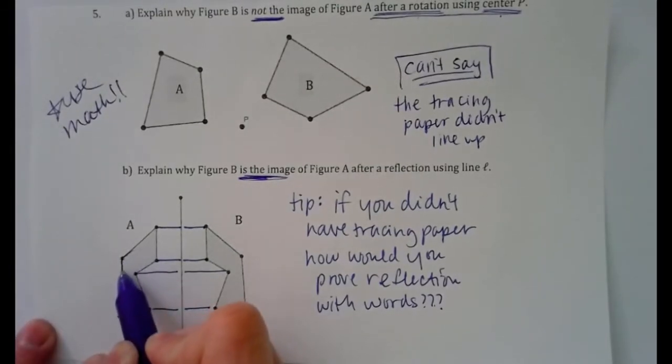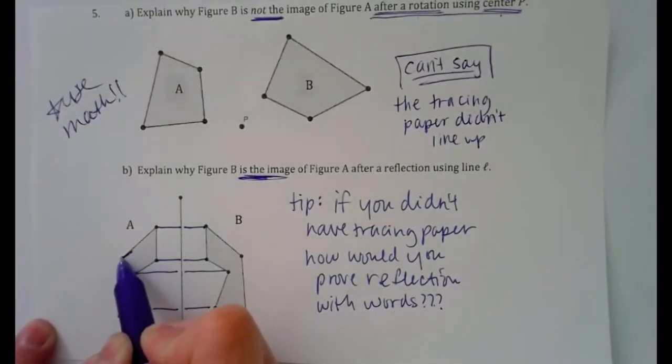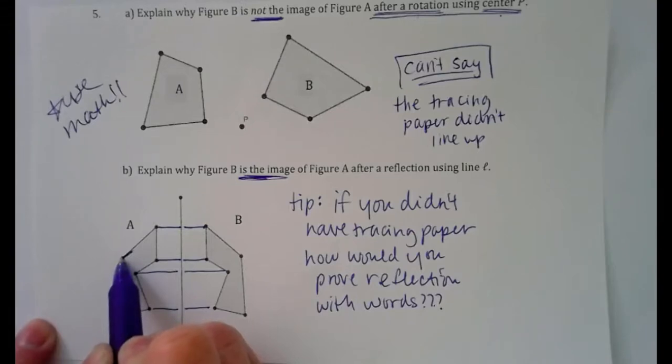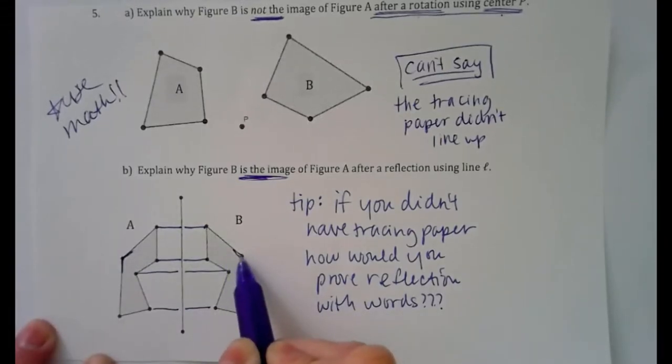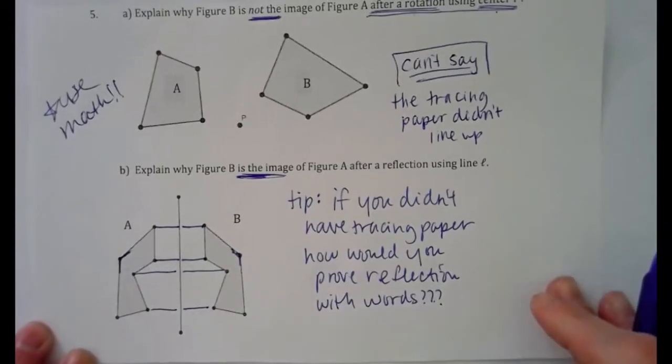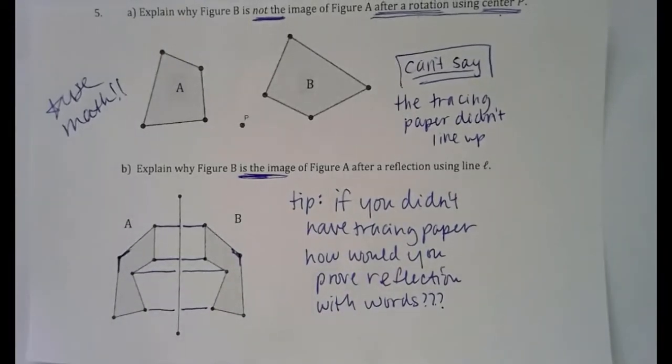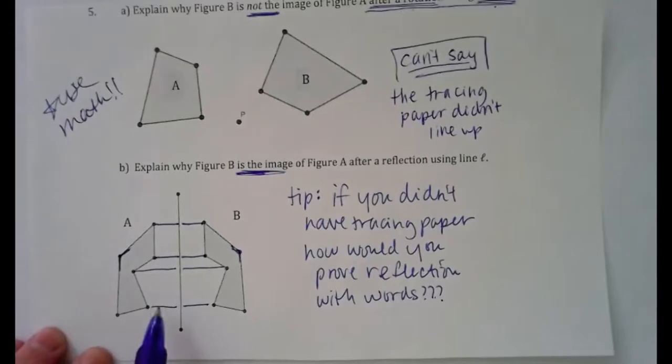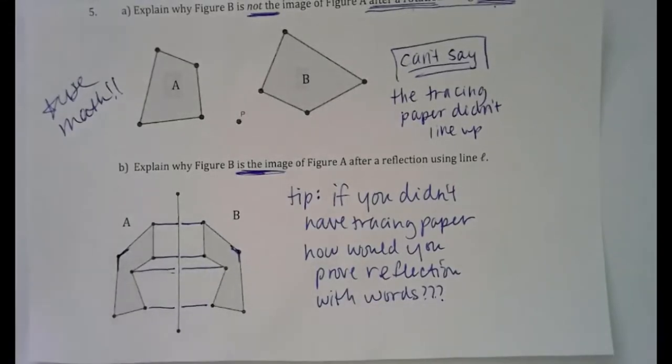Whatever vertice is to the left is now equal distance to the right. However many units that is, we don't know and it doesn't matter. But knowing that it's equal distance at each vertice could be something you could talk about in your explanation.